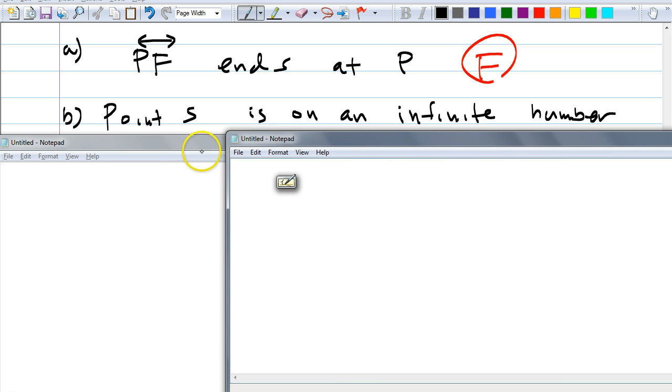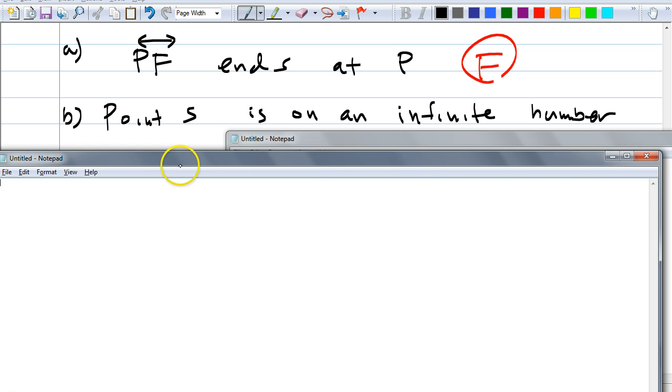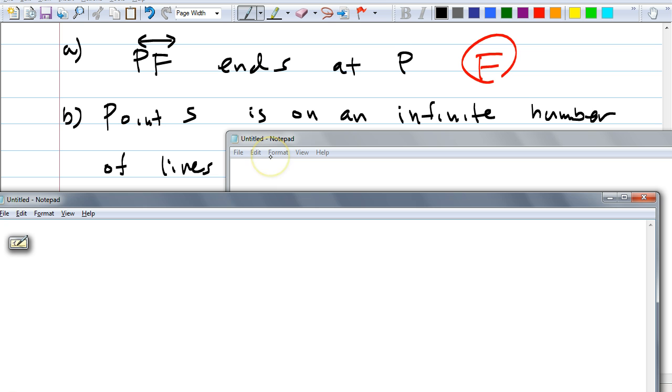Point S is on an infinite number of lines. True or false? Go ahead, everybody think about this. Point S is on an infinite number of lines. Go ahead, think about this. I want you to write it down. If you got the answer, show me with your thumb up or down. Okay. A couple of you said false. The answer is true.